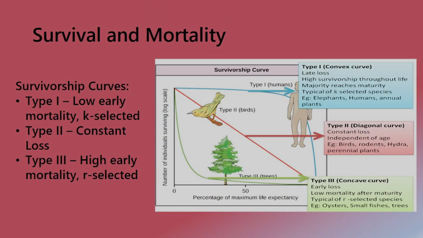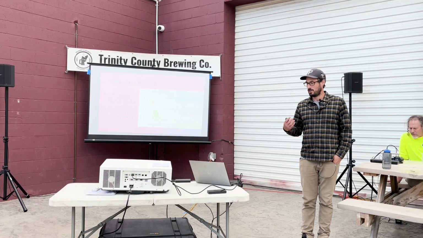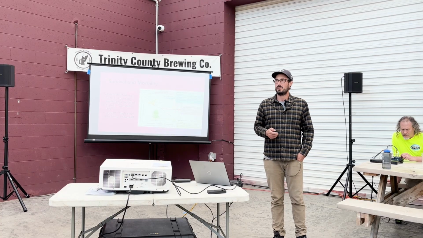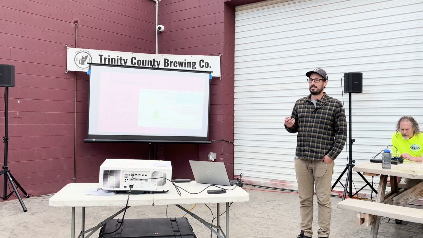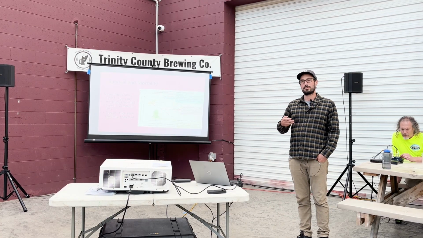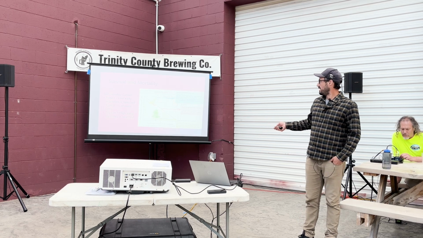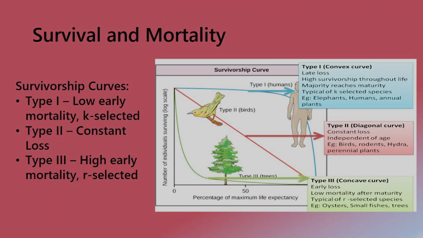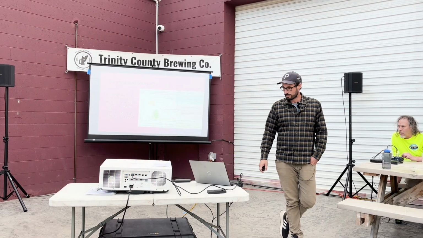These are survivorship curves. They're something that is taught in every intro to ecology course. If you're not familiar with them, I'll go through them briefly here. They're a way for us to visualize how mortality affects species as they move through life. On the y-axis, the up and down axis, we have the number of surviving individuals. On the x-axis is the age of the individuals, reaching at the end the maximum life expectancy.